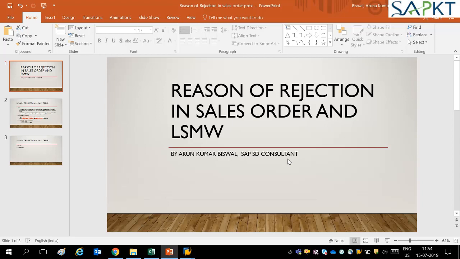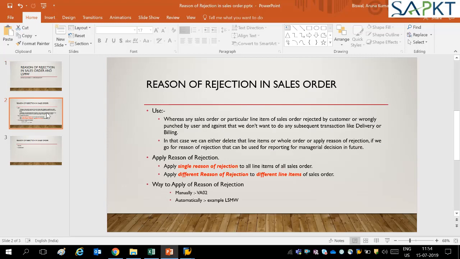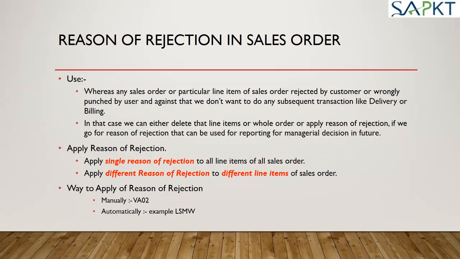Today we'll discuss how we can apply reason of rejection in your sales order. First of all, we'll understand what is the use of it. Whenever any sales order or a particular line item of any sales order is rejected by the customer or wrongly punched by the user, and against that we don't want to do any subsequent transaction like delivery or billing.